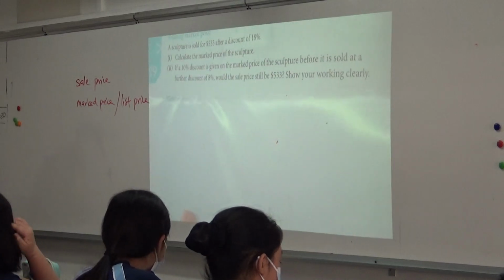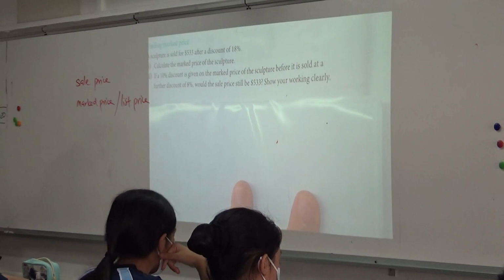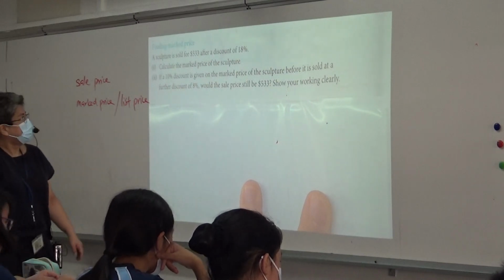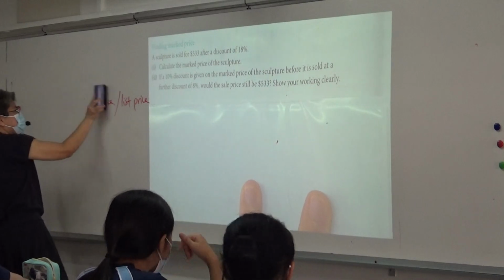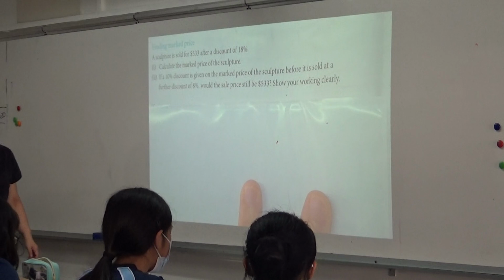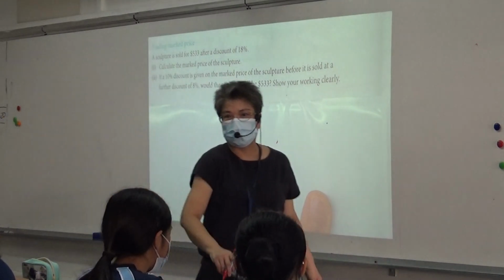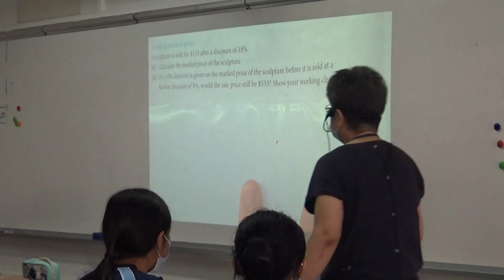Let's look at example 19. I'm going to show you how to present it. The sculpture is sold for $533 after a discount of 18%. That means after discount, then it's $533, right? You must understand the question, or read the information properly.